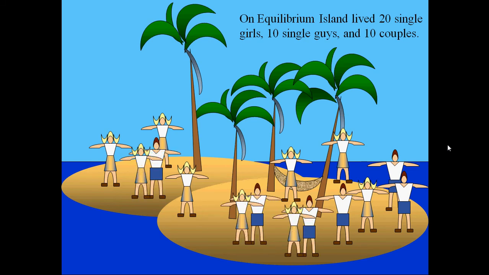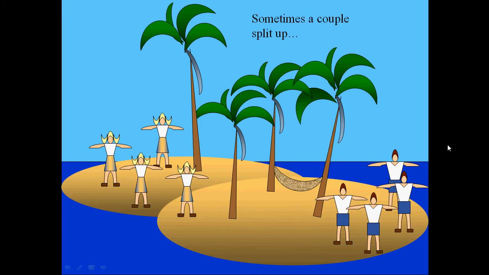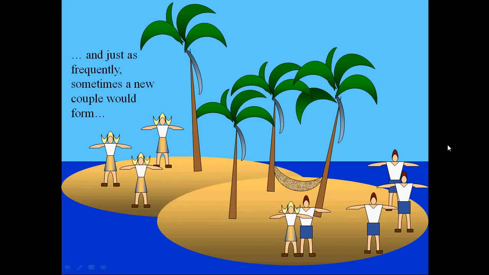All right. Now, on Equilibrium Island, sometimes tragedy, a couple would split up. But then also, about as frequently, we would find new couples getting together and finding love. All right? So this was happening all the time. Couples would break up, other couples would get together, just in this sort of ongoing process, just like, hey, in real life.